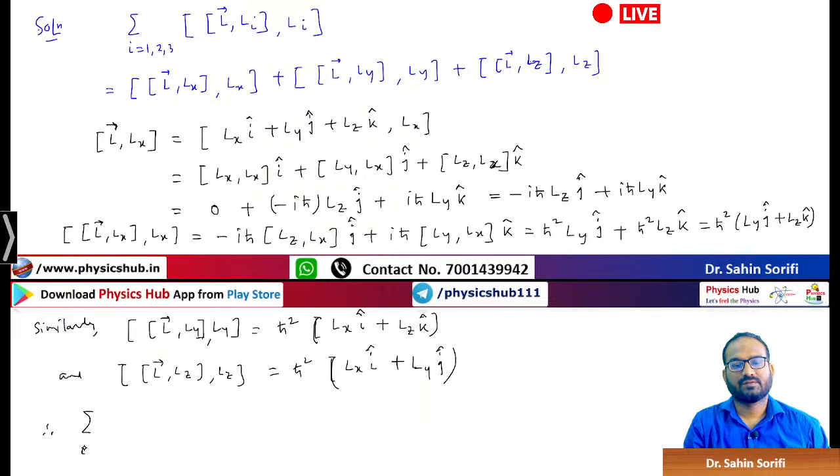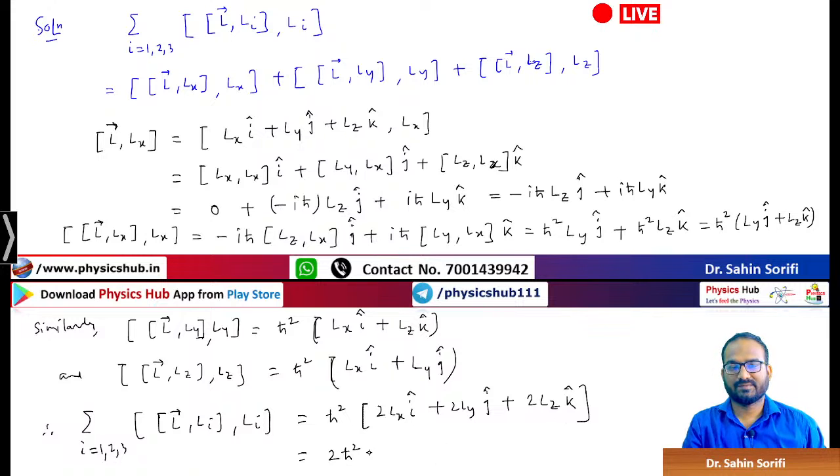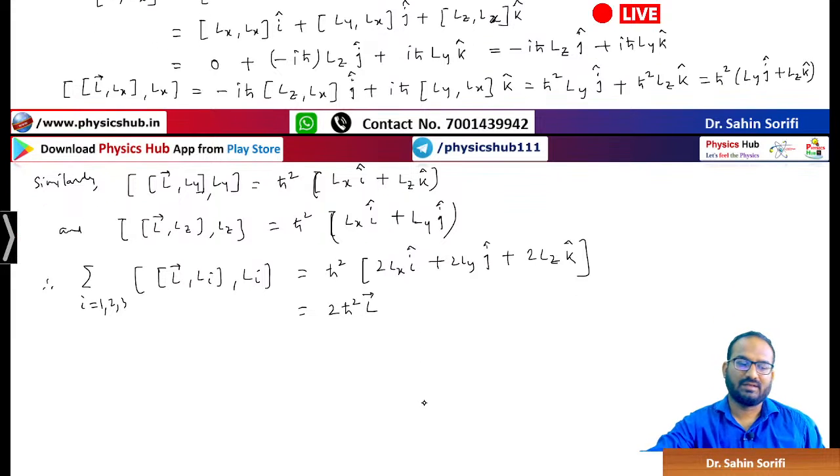So now take the sum. Therefore, sum over i equals 1, 2, 3 of the commutator of L with Li, h cut square taken common. You see, Lx is appearing twice, Ly is also appearing twice, Lz is also appearing twice. So 2 h cut square times Lx i cap plus Ly j cap plus Lz k cap, that is vector L. 2 h cut square vector L.